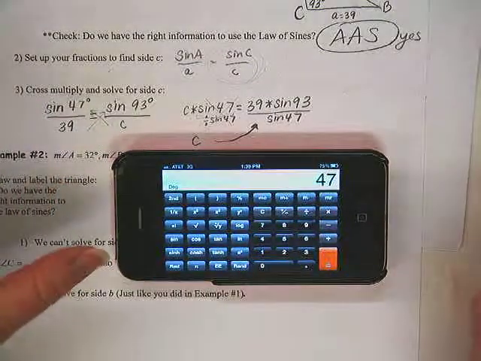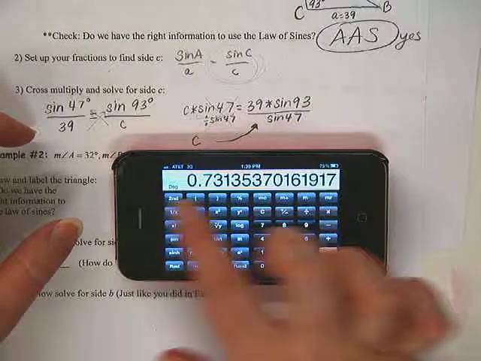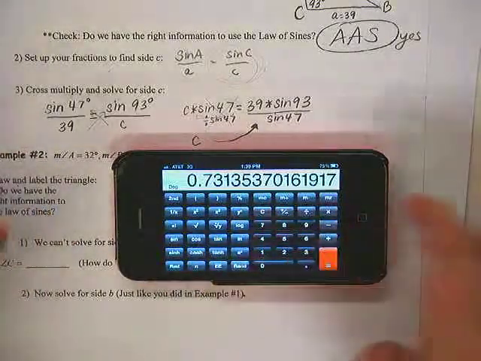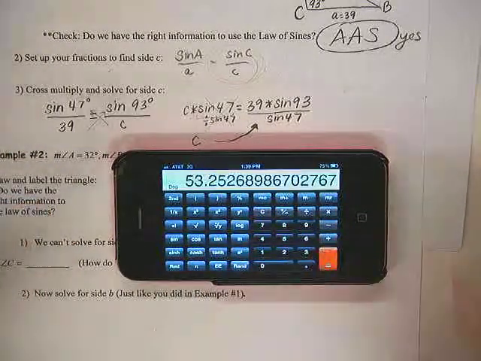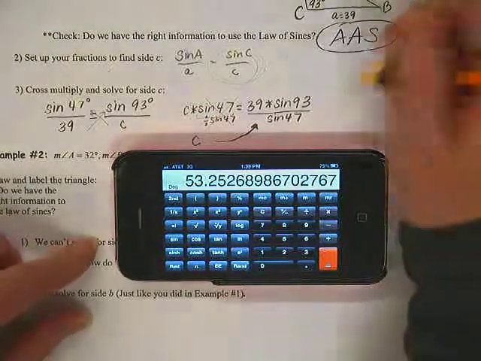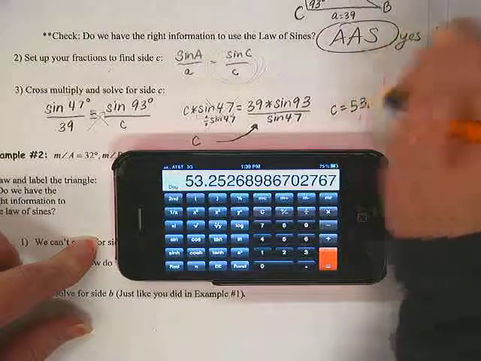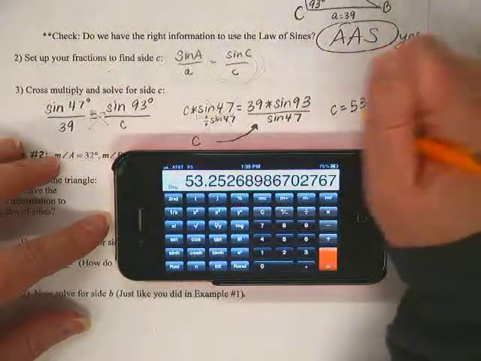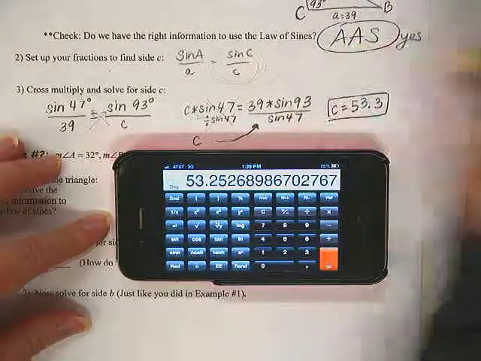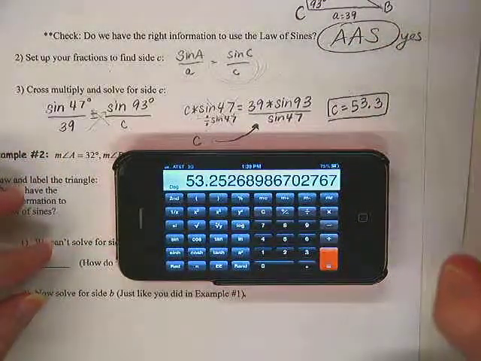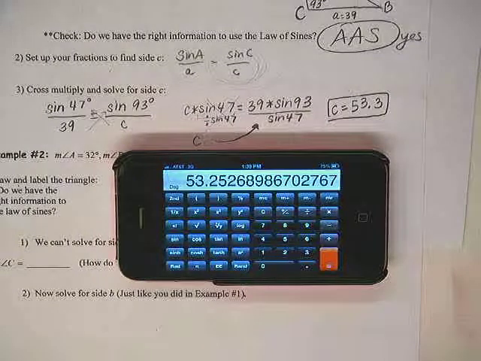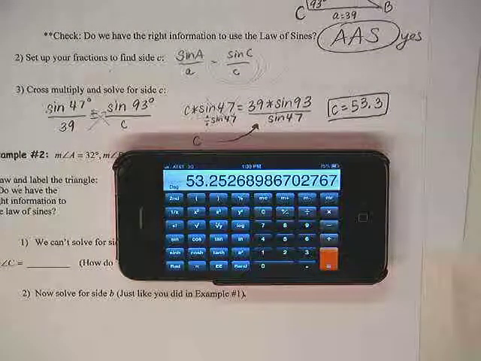Now we're not quite done yet. That's just the top of the fraction. Now what do we need to do to find the answer? Divide by the sine of 47, but because this calculator goes backwards, we have to hit the 47 first, and then the sine, and we get this weird decimal. That's not the answer. The answer is not until you've hit equals. That's the answer. So side c is 53.25 if you want, or I just round it to 53. That's the length of c.